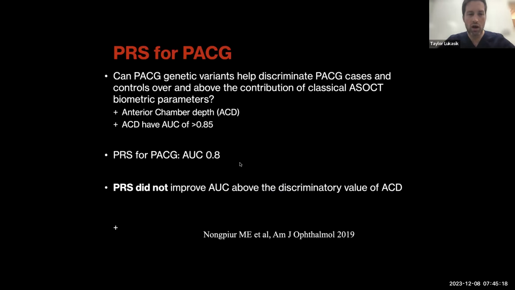Now, this was not significant for primary angle closure glaucoma. The anterior chamber depth, as measured by ASOCT, actually had a better predictive value for primary angle closure glaucoma when compared to the PRS, with an area under the curve of greater than 0.85 compared to 0.8 of the PRS. So it did not improve the area under the curve above the discriminatory value of the ACD.